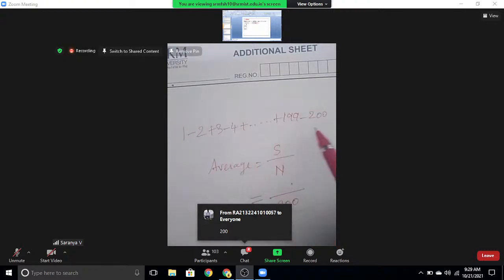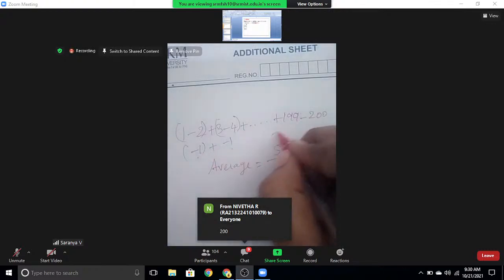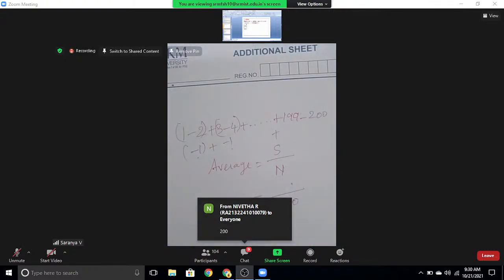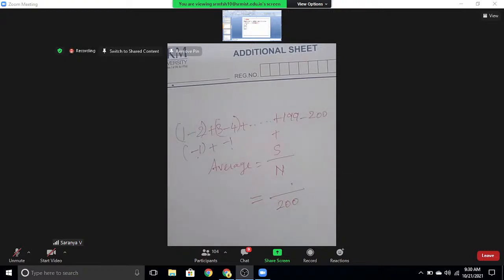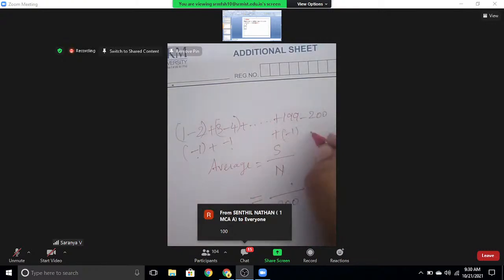What is the sum of these? For example, when you take the first two terms, it will be minus 1. Got it? And the next two terms, it will be minus 1. So, the minus 1 up to how many times? Can you guess it? How many times? Very good, Sandeep. Yes, 100 times. It will be minus 1, so 100 times.